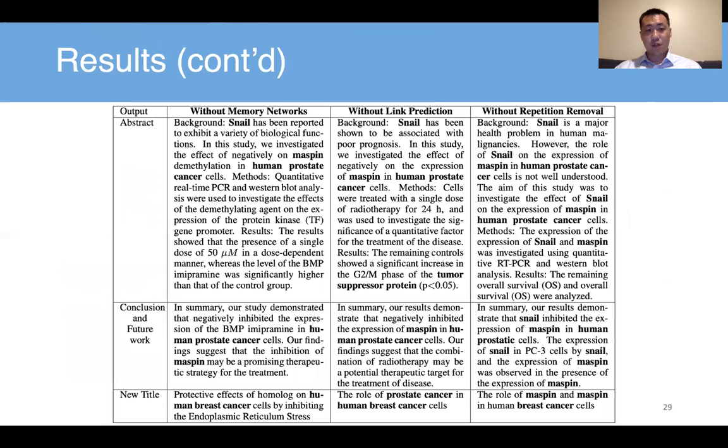So these are the results showing an application study, right? They have memory networks, link prediction, and repetition removal at the end to correct the generated text. So how would it be without those components? They do some qualitative analysis, then some case study, so you can compare and you will see those components are pretty important in the framework, in the architecture.